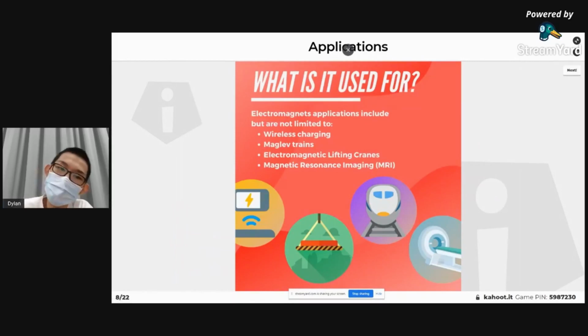So, what are the applications for electromagnets and electromagnetism? Electromagnet applications include but are not limited to wireless charging, maglev trains, electromagnetic lifting cranes, and magnetic resonance imaging or MRI. Let's delve deeper into two of these, starting with wireless charging, shall we?